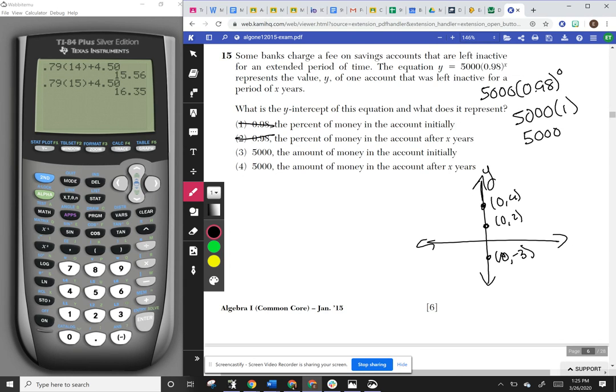So it's not 1 or 2. 3 says 5,000, and it's the amount of money in the account initially. 4 says 5,000, and it's the amount of money in the account after X years. Well, if X is 0 and X is years, it's the 0 year, which is in the beginning. So that's going to be initially. So it's going to be 3.